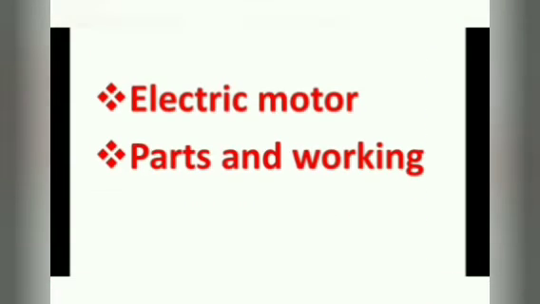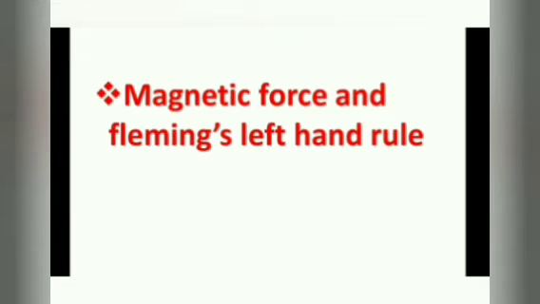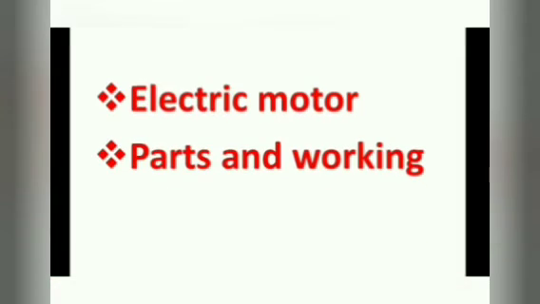According to this rule, stretch the thumb, forefinger and middle finger of your left hand such that they are mutually perpendicular to each other. Then, if the forefinger points in the direction of magnetic field and the middle finger in the direction of current, the thumb will point in the direction of motion of, or the force acting on, the conductor. This simple rule is called Fleming's left hand rule.